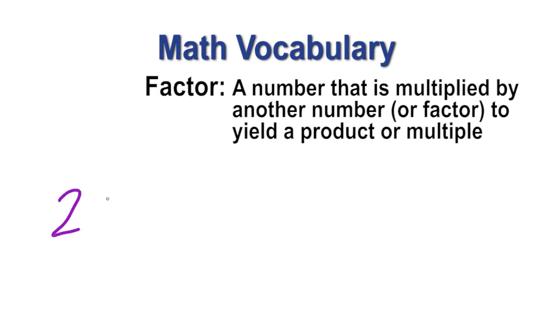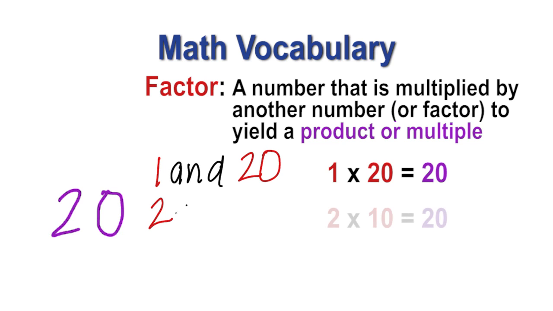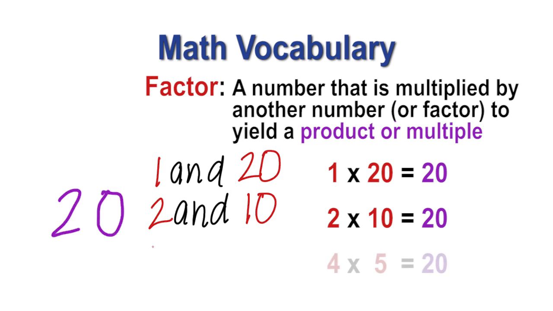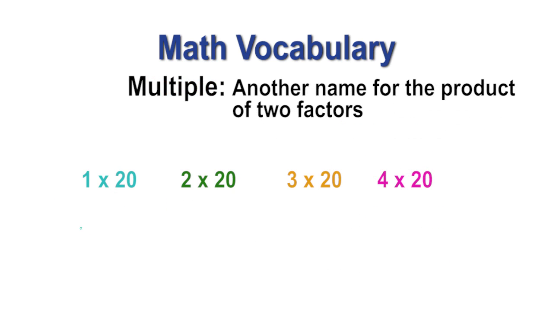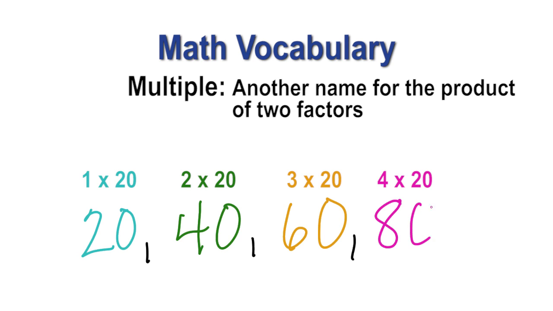For example, the number 20 has the factors of 1 and 20, 2 and 10, 4 and 5. When you multiply two whole numbers to get a given number, then the two whole numbers are factors of the given number. Multiples of 20 would be 20, 40, 60, 80, etc. Multiples are defined as the product of a given whole number and another whole number.